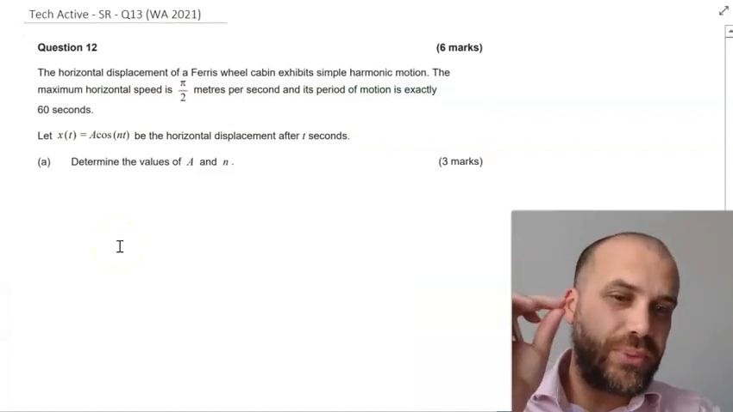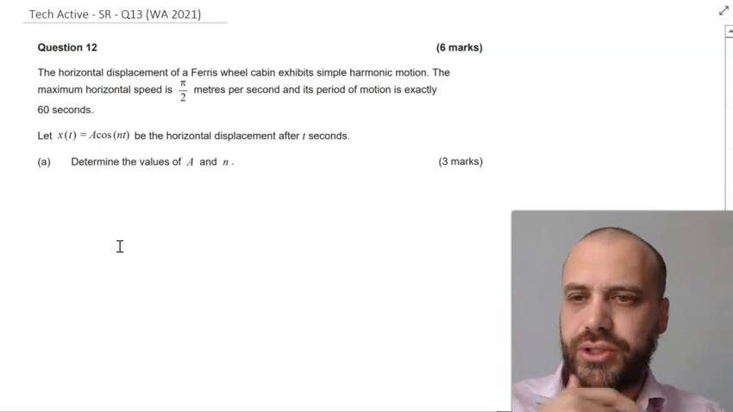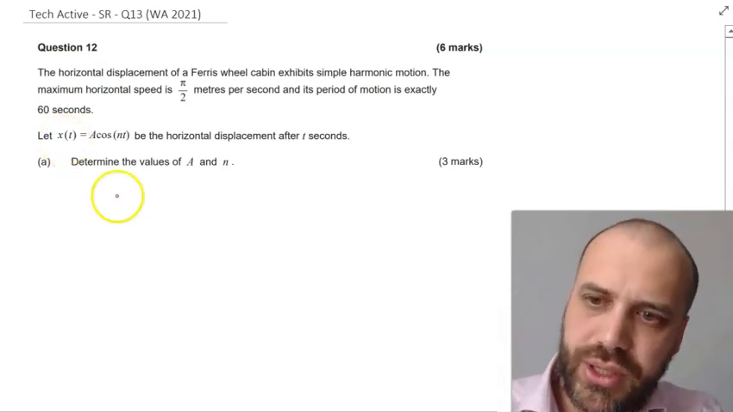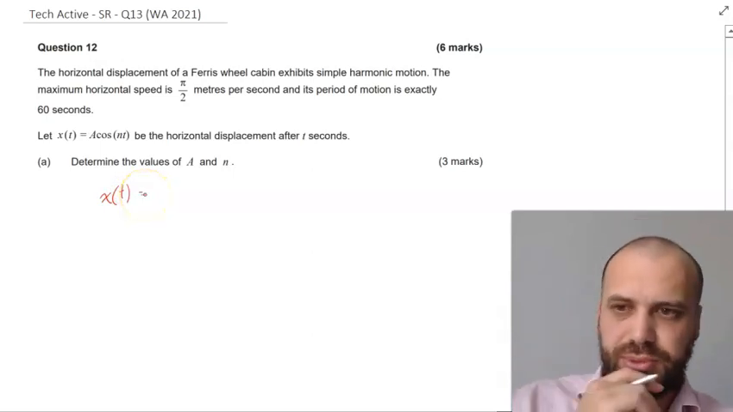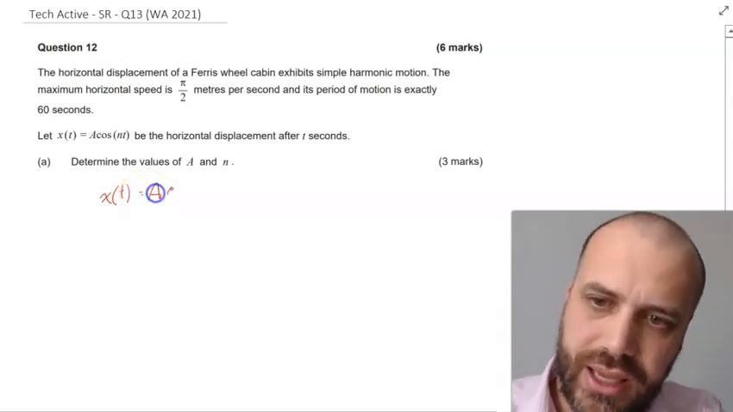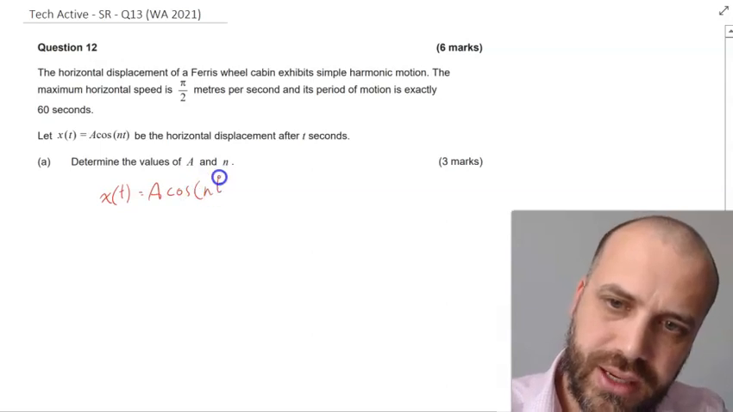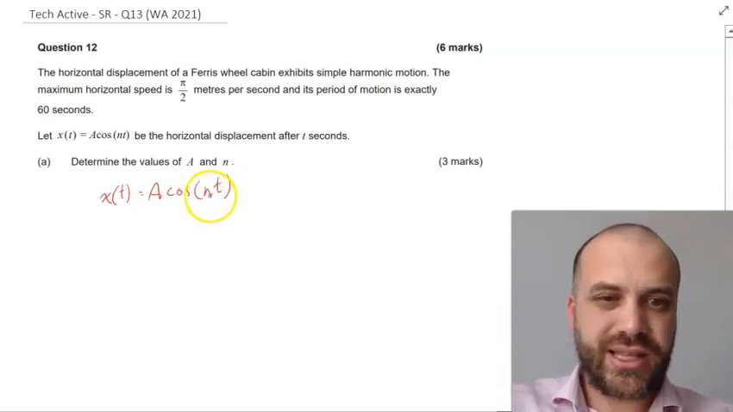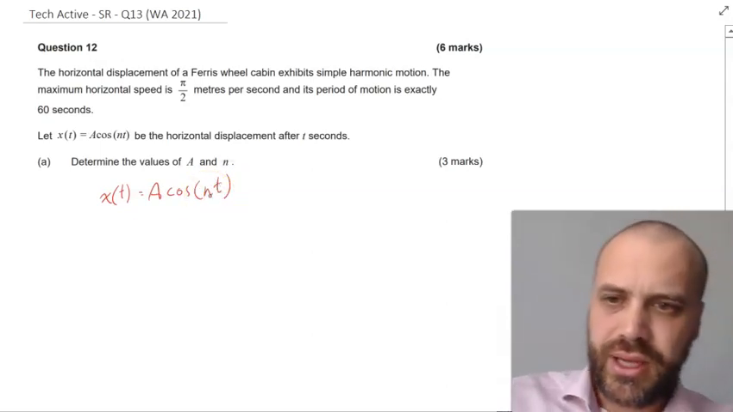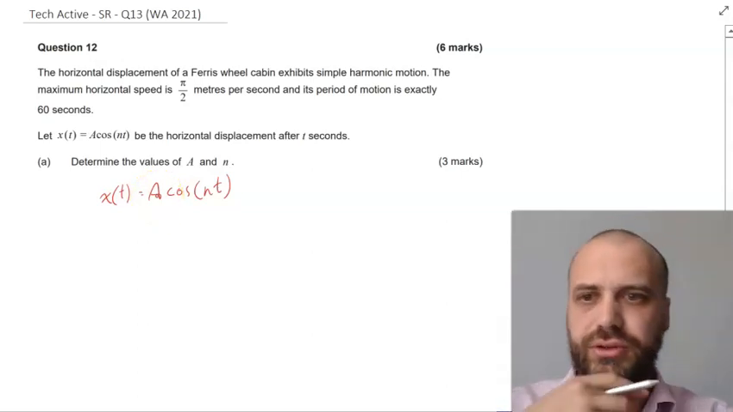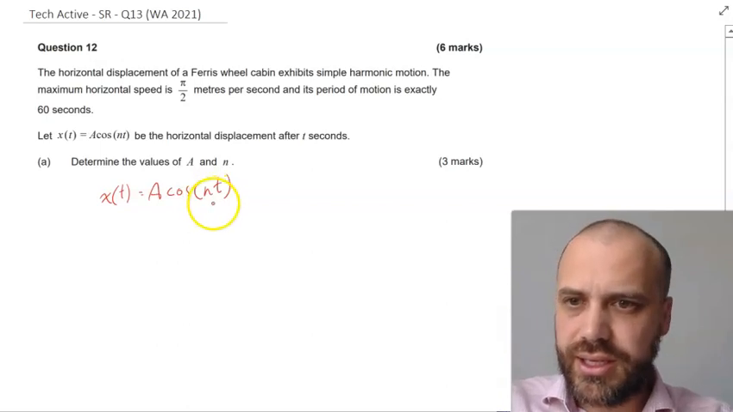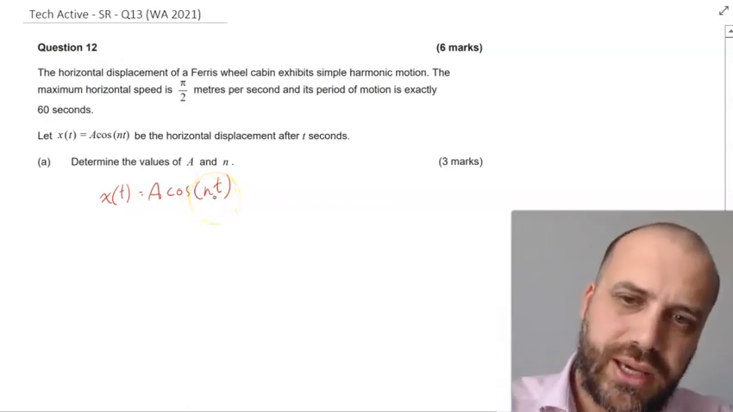So we've got some simple harmonic motion going on here. So we know that the displacement, or the horizontal displacement of this thing, is equal to A cos nt. Now n's got something to do with the period, and a's got something to do with the amplitude of this periodic graph.